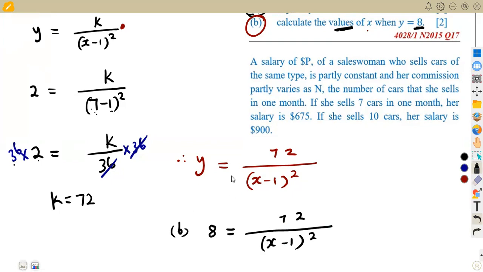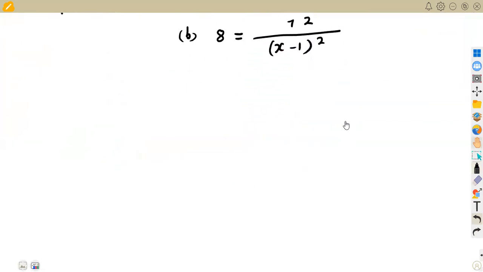We have formulated an equation that we are supposed to solve now for x. How are we going to solve for x? We can try cross multiply here. This is 8 over 1. Cross multiply so that we can get rid of the fraction. So if you cross multiply, it's 8 times the whole bracket, 8 into the bracket of x minus 1 squared, which is equal to 72.